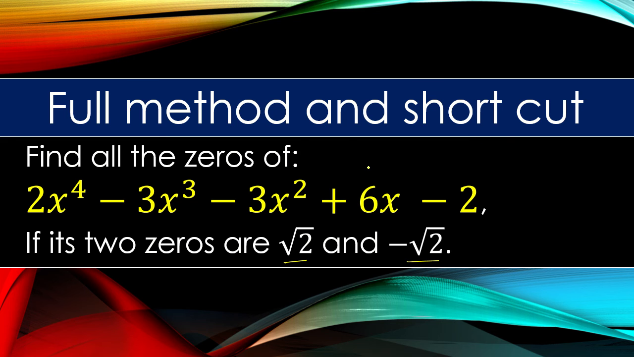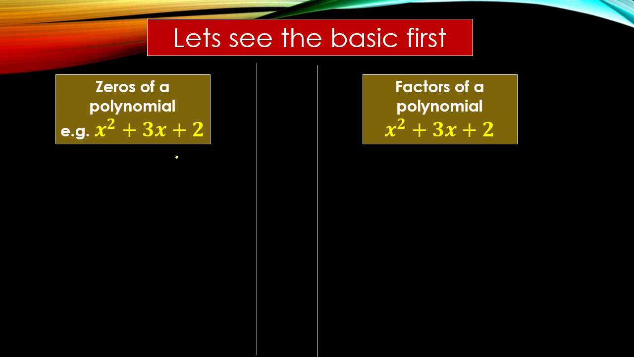Hello friends, in this video we will see how to find the other zeros of the polynomial if two of its zeros are given, that is root 2 and minus root 2. Two zeros are given, how to find the other zeros of the polynomial. Now let's start.